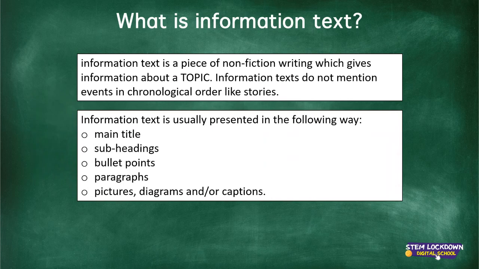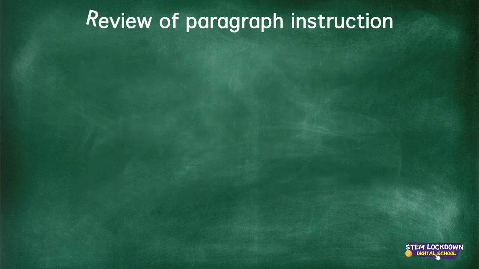So these are the kind of things you have in information text. It's usually presented like this. It'll have a main title, and then there'll be subheadings. Sometimes there'll be bullet points. There'll be paragraphs. And there'll also be pictures, diagrams, and or captions. So that's how information text works. And let's just talk about paragraphs. Right, now you know that a paragraph has got a special way of being formed.